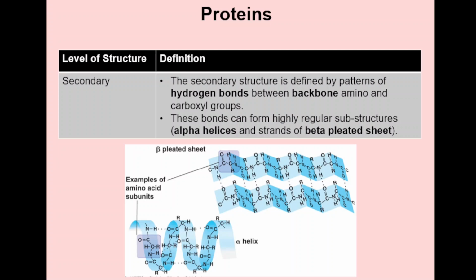So they will form hydrogen bonds, and they tend to form these two repeating patterns, which will be sections of alpha helix or sections of beta pleated sheet, where the polypeptide will fold back over itself to form these parallel sections. And different proteins will have different amounts and different areas of alpha helix and beta pleated sheet.